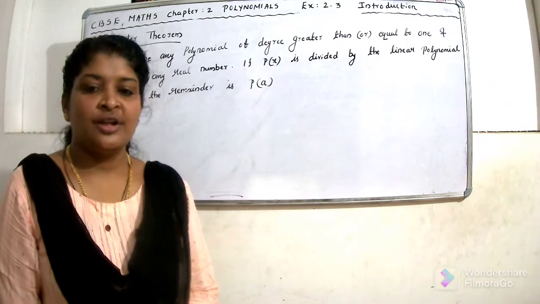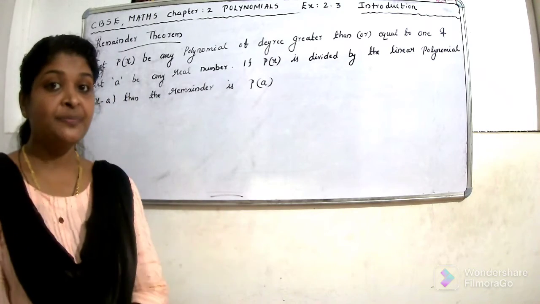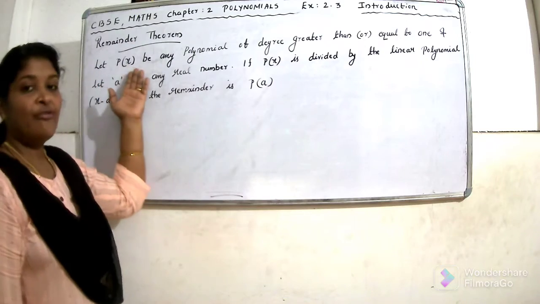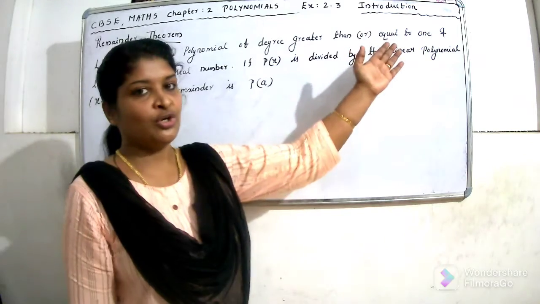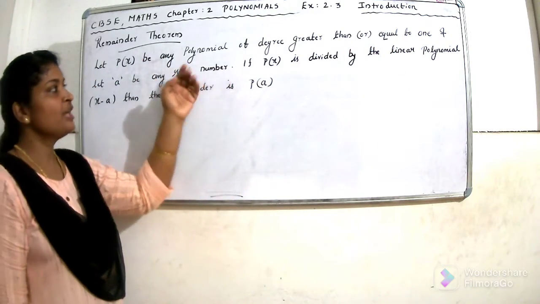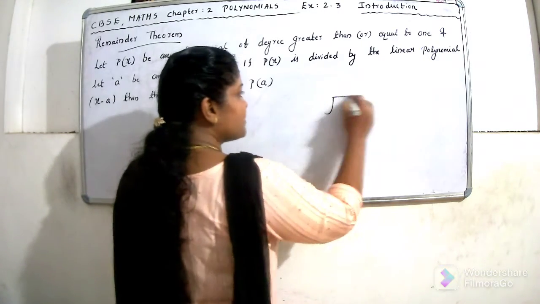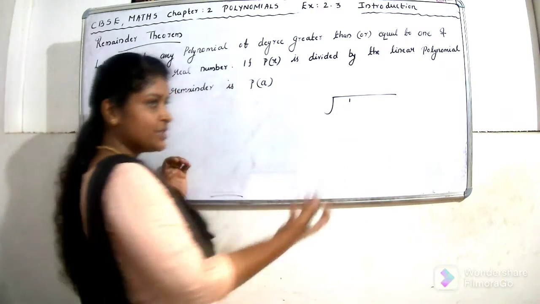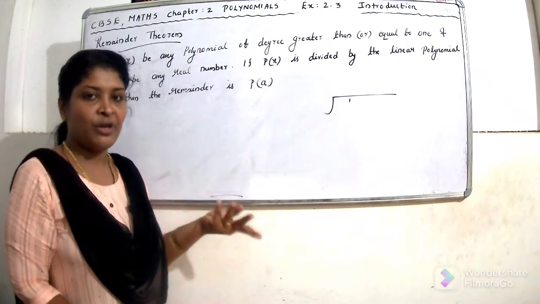Now we are going to learn the remainder theorem and its proof. The theorem, the way it is given in our textbook, is here. Let p of x be any polynomial of degree greater than or equal to 1 and a be any real number. That means if we are taking a polynomial for division, its power can come as 1, that means a linear polynomial, or greater than that, that means quadratic, cubic, like that.